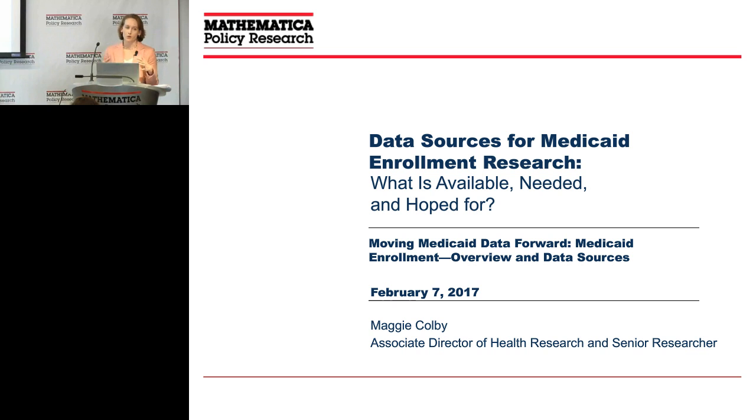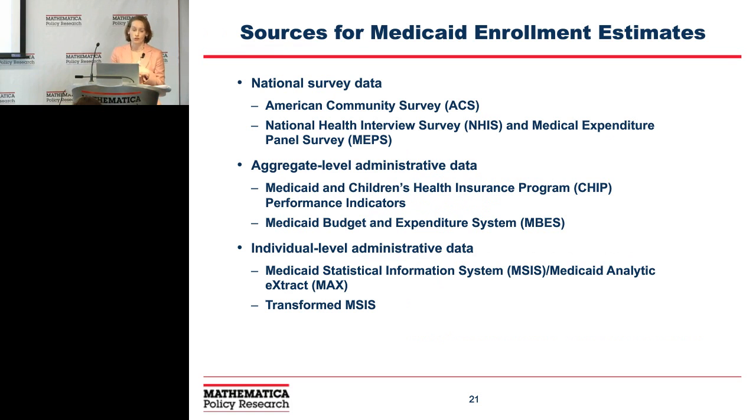There are some other data sources that I'm not going to cover, particularly in survey data, that would give you a national level perspective on who's enrolled in Medicaid. But if you're trying to understand what the variation is across states as they've chosen different policy options, we really need to be able to get state level estimates. So in that category, I'm going to talk about a few national survey data sources, so the American Community Survey, and then the National Health Interview Survey and Medical Expenditure Panel Survey, which actually draw on the same sample.